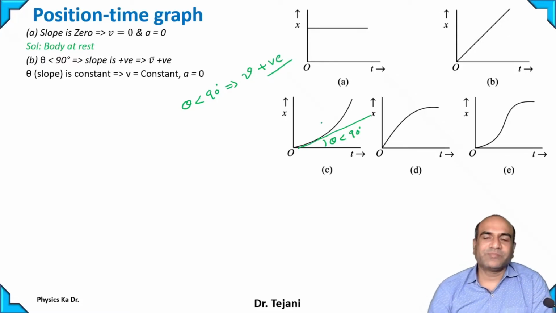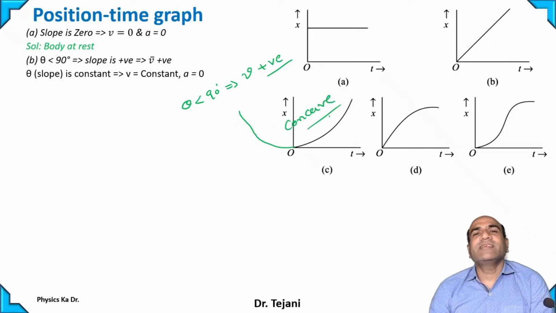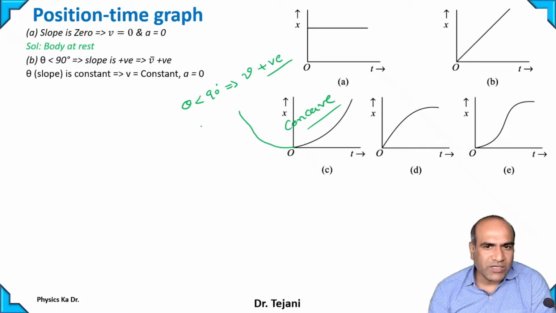And what is our second check? You can take theta 1 and theta 2 as a comparison, and you can say that theta 1 is less than theta 2. But what is our conclusion, or the direct shortcut? See this shape. Can we say this shape is concave? Yes, if there is a concave shape, that means acceleration is positive, and the graph starts from 0.